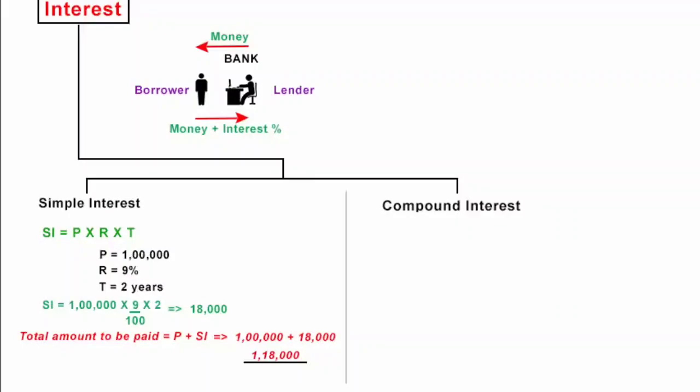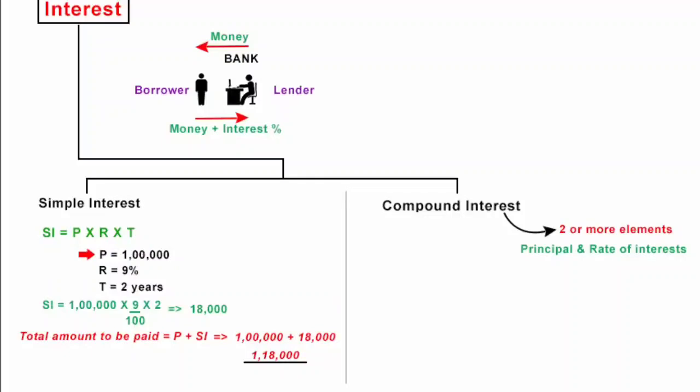Now let's understand what is compound interest. The meaning of the word compound is something that is composed of 2 or more elements. If you see, simple interest was calculated on the principal amount only, but in compound interest, interest is not just calculated on the principal amount, but also on the interest. So the 2 elements here are the principal amount and the interest.